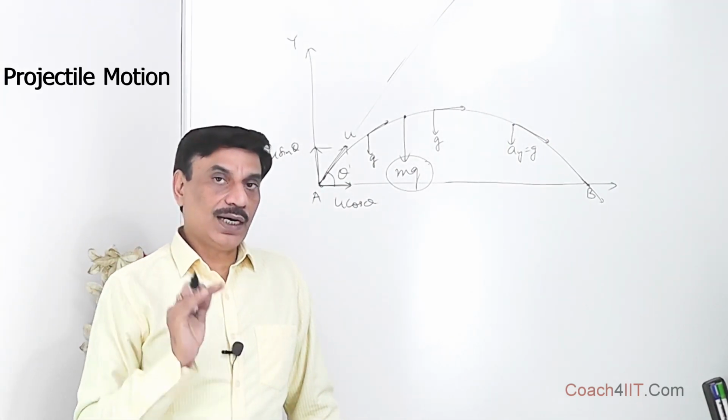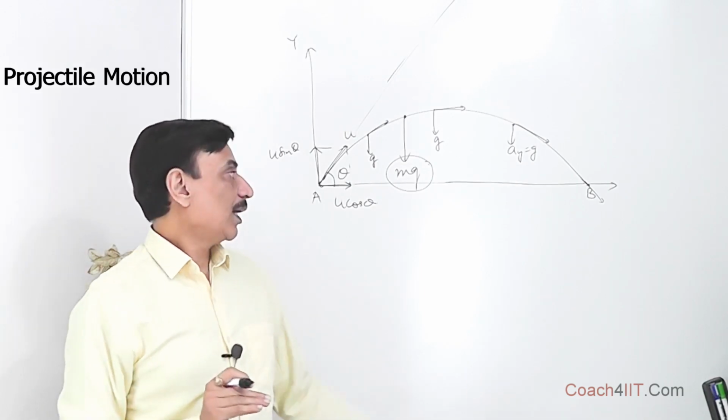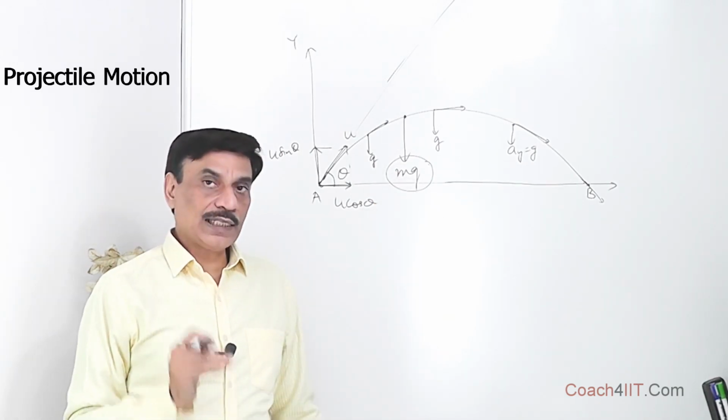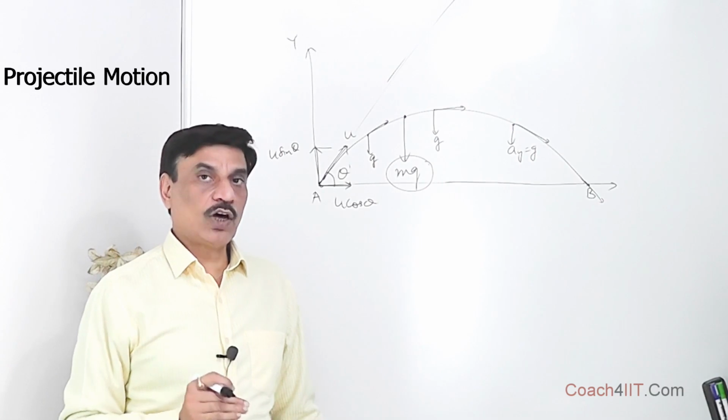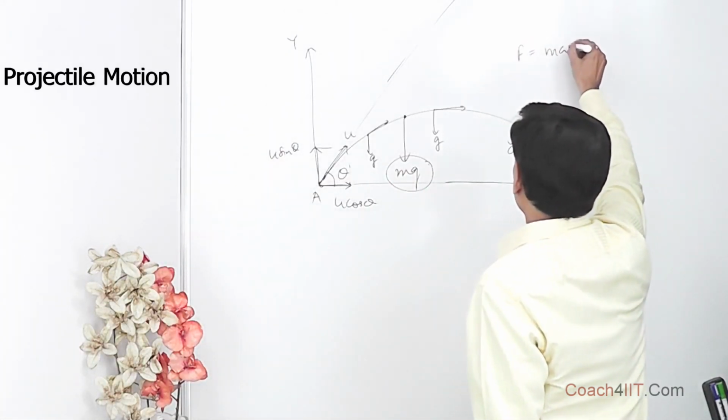All the time Earth is only applying a force in the vertically downward direction, and that is equal to mg. And as we know from Newton's second law of motion, F is equal to ma, force is equal to mass into acceleration.